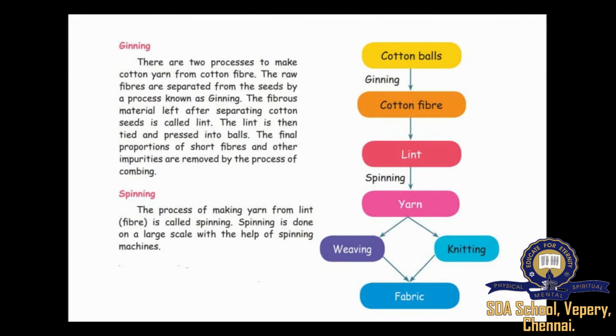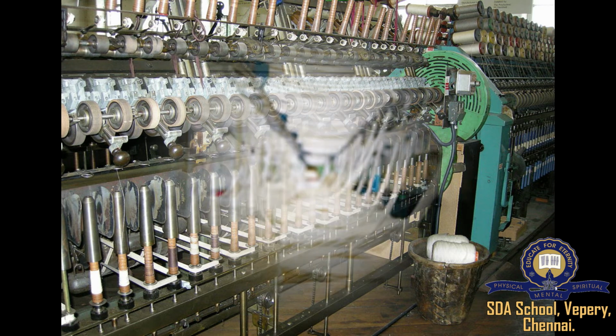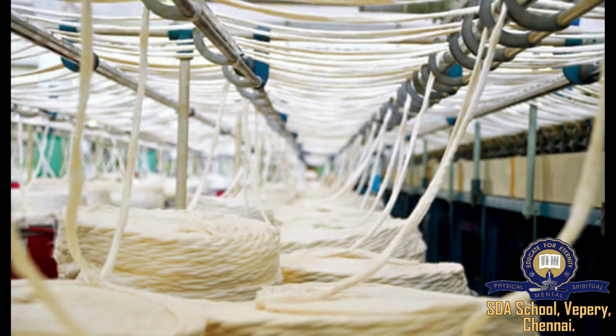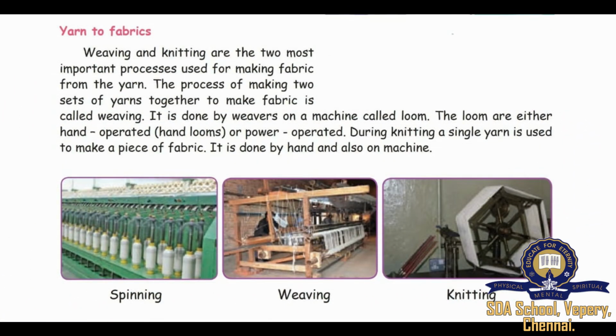Next, we learn about spinning. What is spinning? The process of making yarn from lint is called spinning. Spinning is done on a large scale with the help of spinning machines. The meaning of yarn is spun thread. Next, we shall learn how yarn is converted to fabrics.